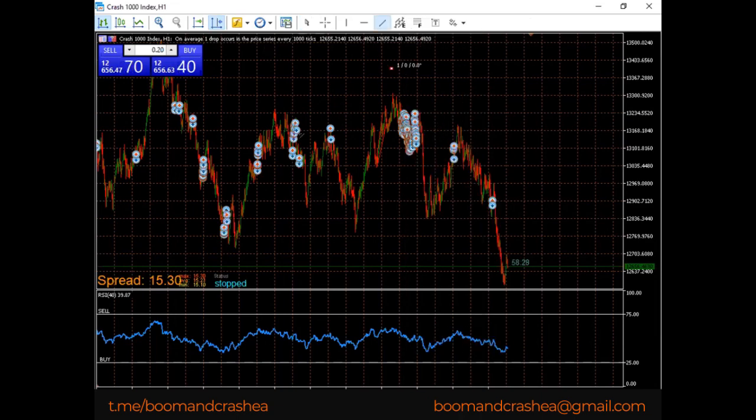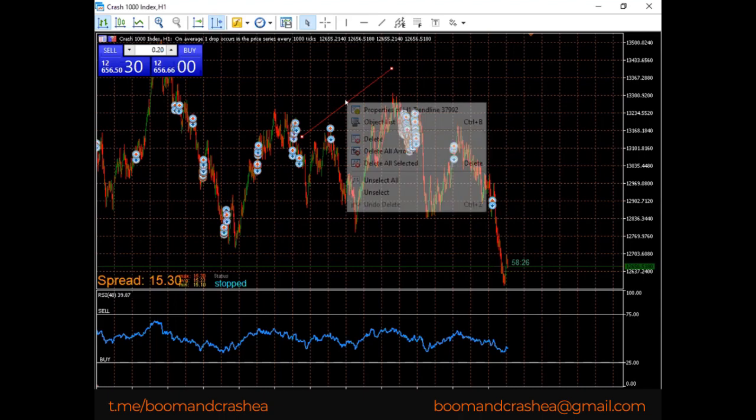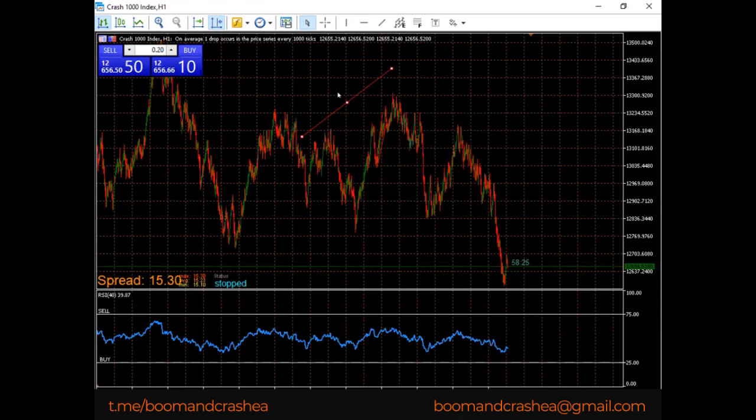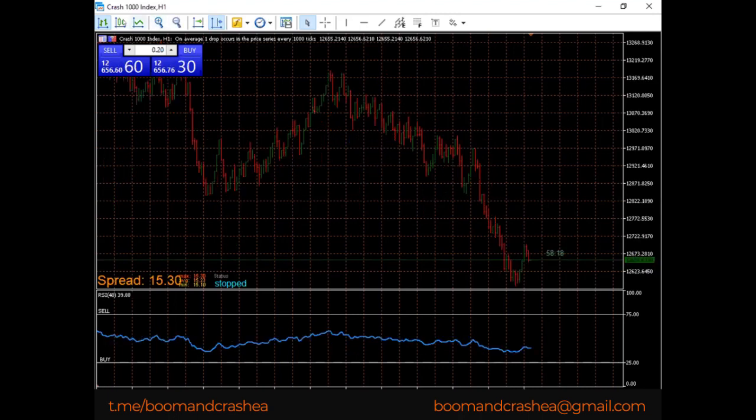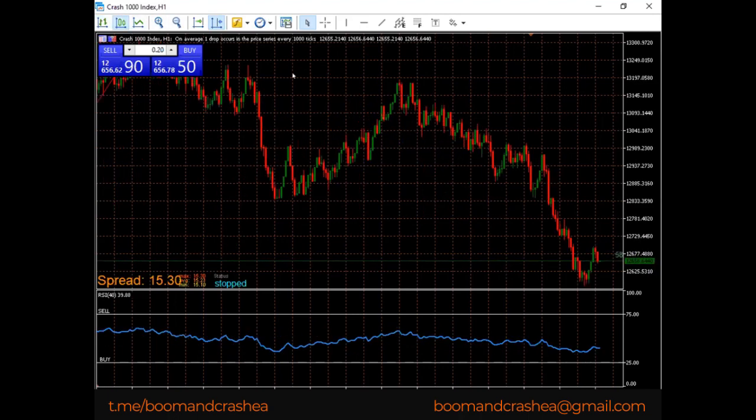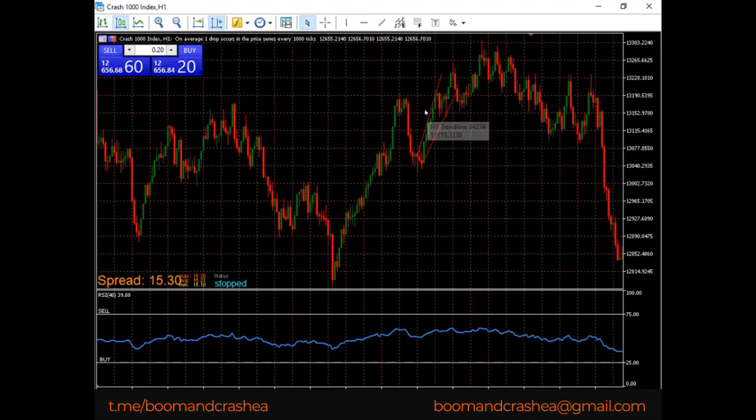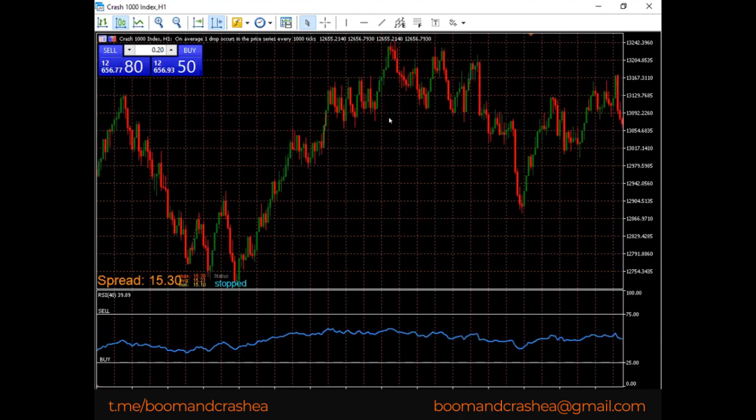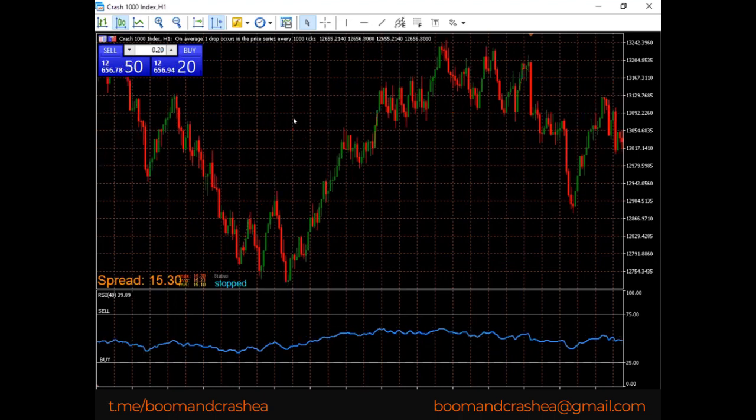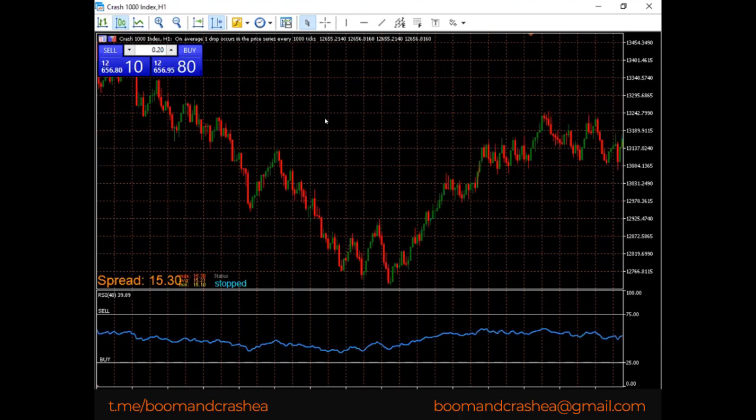Let me delete these things. So this is the 1 hour time frame. But there's a way in which I analyze the higher time frames to catch spikes, okay? But this is for pro. It's highly classified.